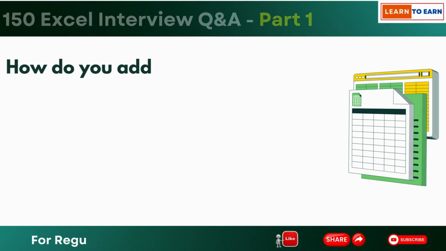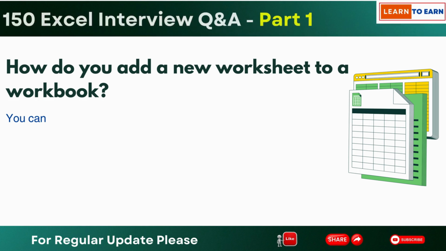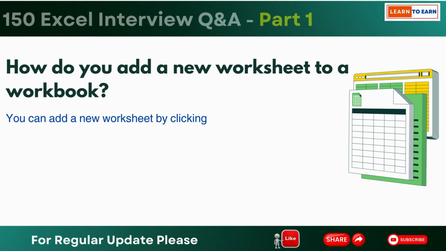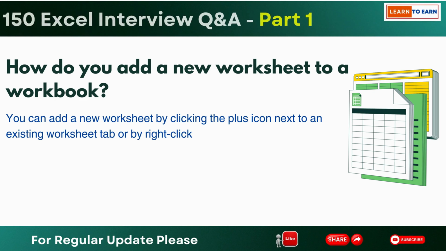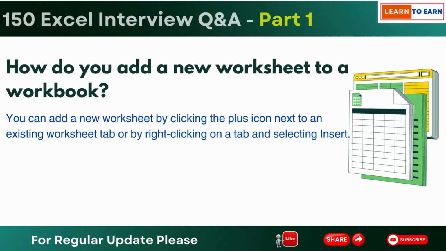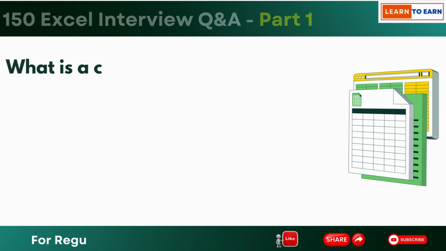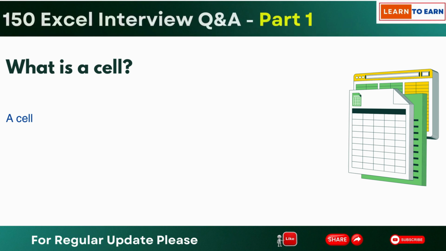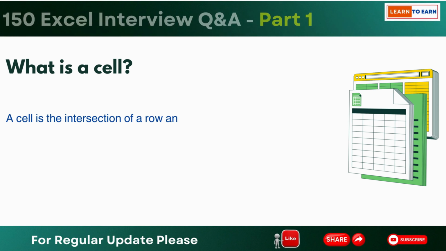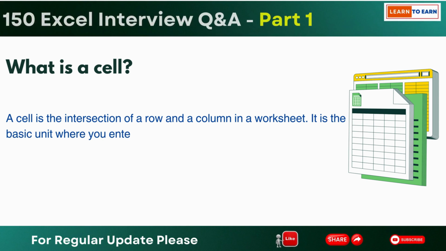How do you add a new worksheet to a workbook? You can add a new worksheet by clicking the plus icon next to an existing worksheet tab, or by right-clicking on a tab and selecting Insert. What is a cell in Excel? A cell is the intersection of a row and a column in a worksheet. It is the basic unit where you enter data and perform calculations.